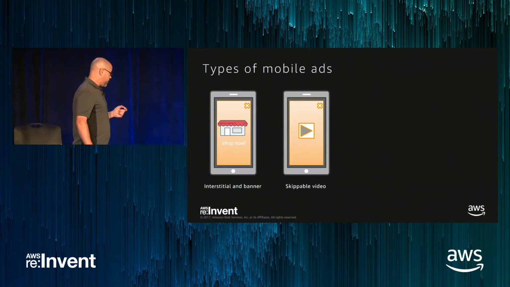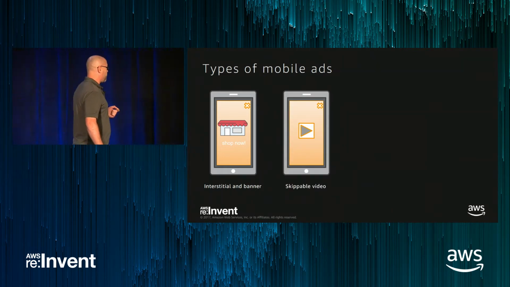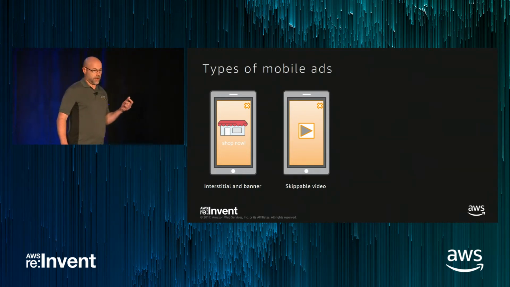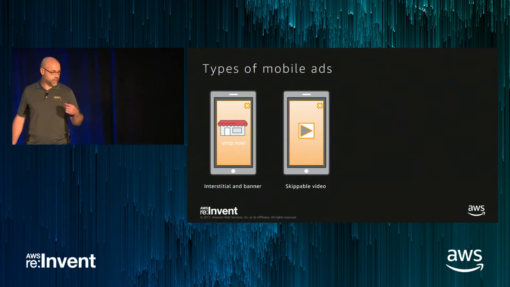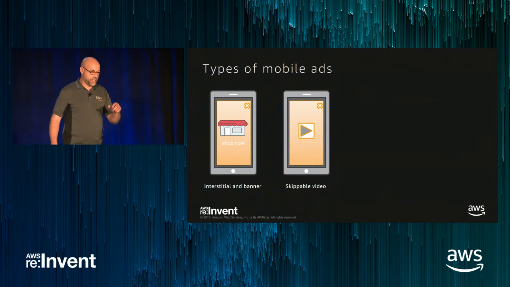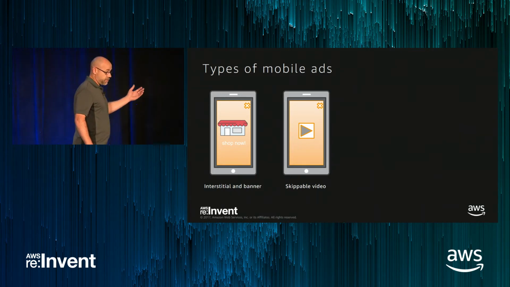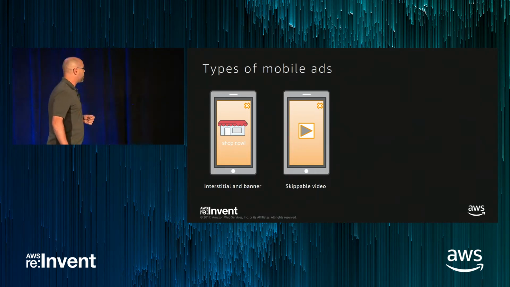And a skippable video is another way of making money. So you're actually showing a video that you can skip through. An example of that is YouTube. If you go to YouTube and it's say 15 seconds, you just skip it after 10 seconds. Because it's an impression and they viewed it, so you get a little bit more credit for that.